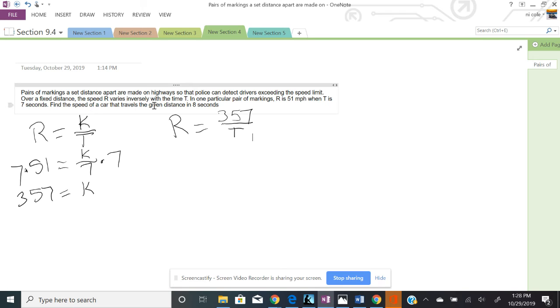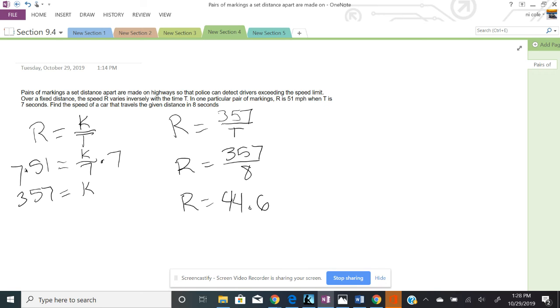Find the speed of the car that travels the given distance in 8 seconds. So now I need to replace T with 8. So R is equal to 357 over 8. So R is equal to 44.6 miles per hour. With that in mind, you'll have to look to see where they tell you to round. I would guess 1 decimal. They may even tell you 2. Just make sure you pay attention to what they say.